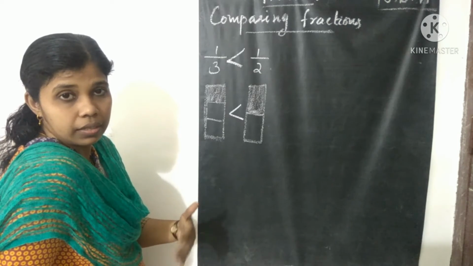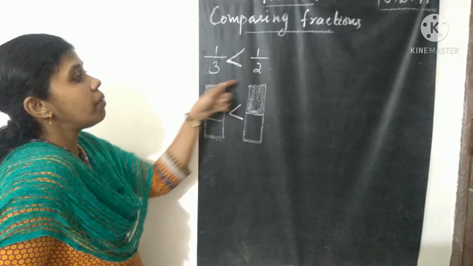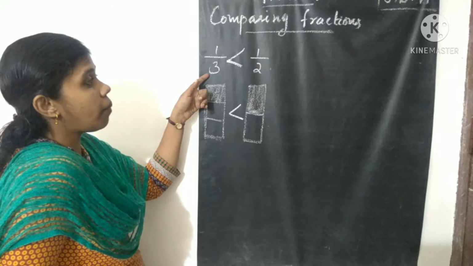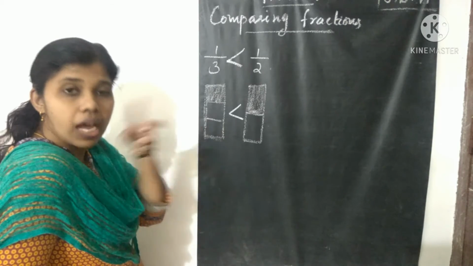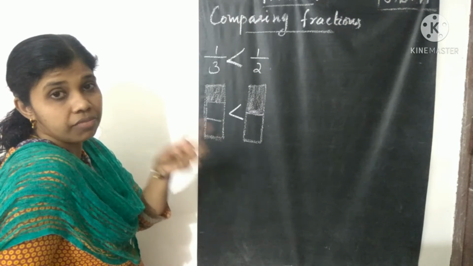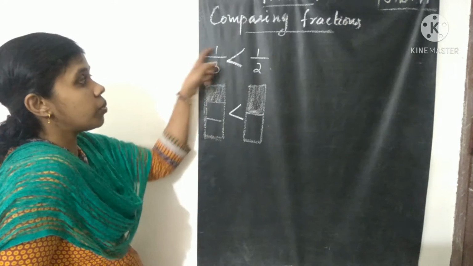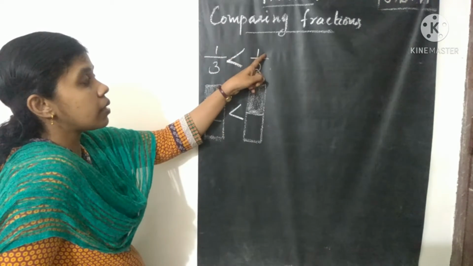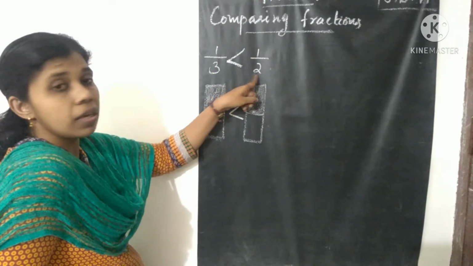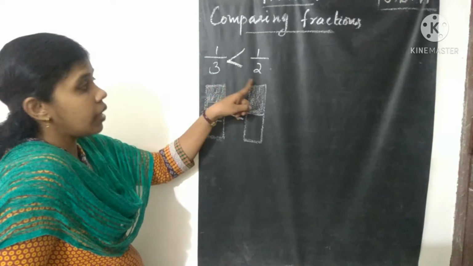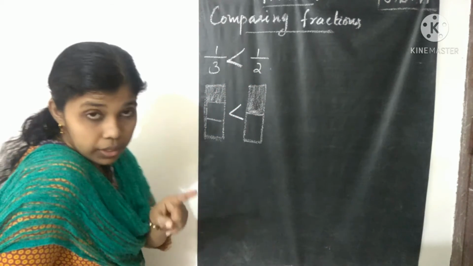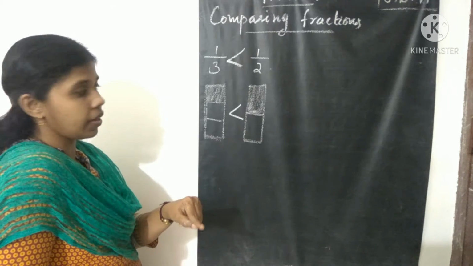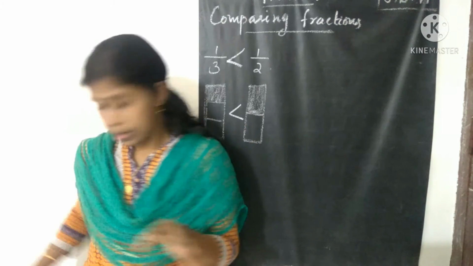So what is clear here? Yes. Here we are comparing the denominators. Whichever denominator is smaller, that fraction is bigger, when the numerators are the same. Okay. So when the numerators are the same and the denominators are different, the fraction whose denominator is smaller will be the bigger fraction. Okay. Clear? That is the first type. Then the second type.